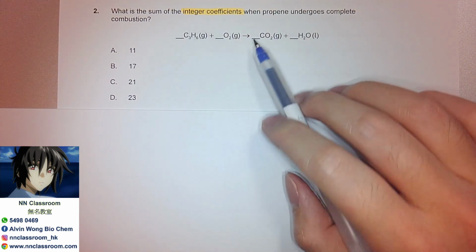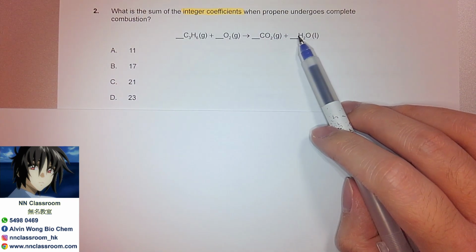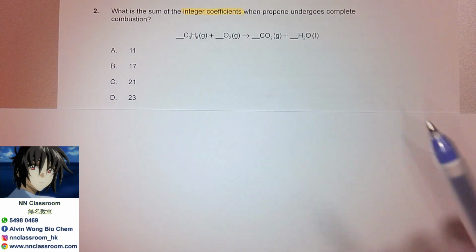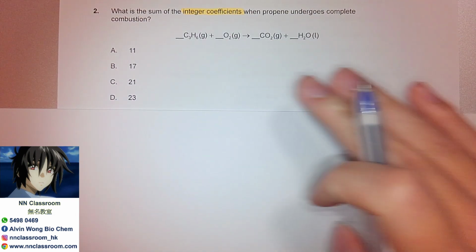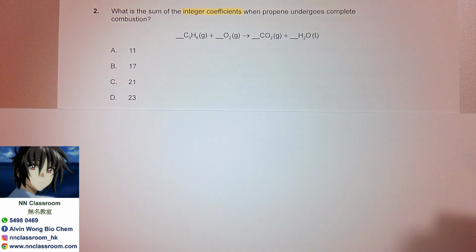So that means our target is to balance this chemical equation, and then at the end use all the balanced coefficients, which are going to be integers, and add them up. The question type is pretty simple and straightforward, but students should realize that in this particular example it is quite difficult to balance a particular element, which is oxygen, right?